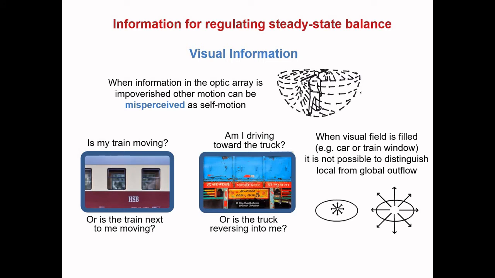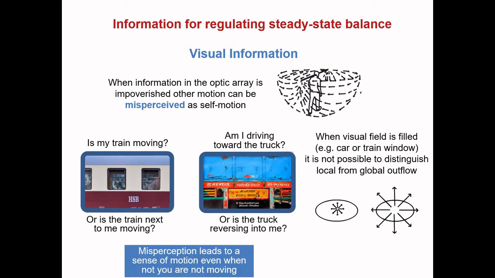The reason for these mistaken perceptions concerns the type of optical patterns that are being created in these particular scenarios. When the visual field is completely filled, as with the examples of the train window and the car, it's not possible to distinguish local from global outflow. In sum, these misperceptions can lead to a sense of motion even when you're not actually moving.